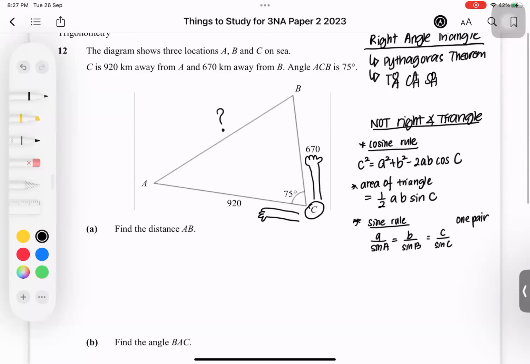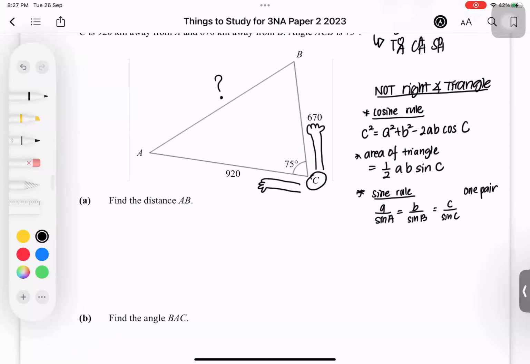So to find the distance AB, use the cosine rule. C squared, which is your AB squared, equals A squared plus B squared, the two sides here. So it's 920 squared plus 670 squared, minus 2AB, that is 2 times 920 times 670, times cosine of the angle 75.